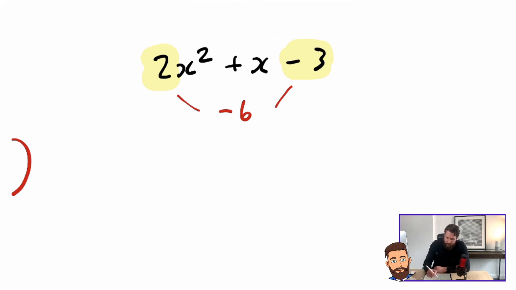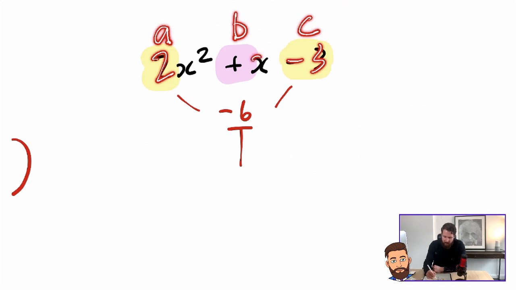And then we're going to find the factors of minus 6 to add to make b. Well, what is b? Now, b, it doesn't look like there's a b. We've got an a, which is 2. We've got a c, which is minus 3. What is b? Well, you have to remember, what does x mean?